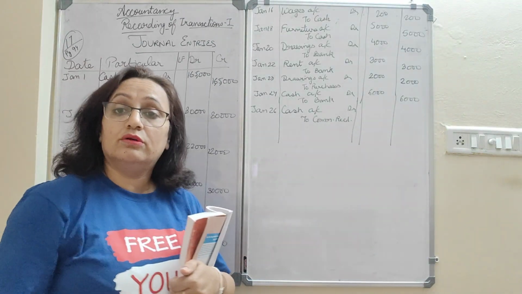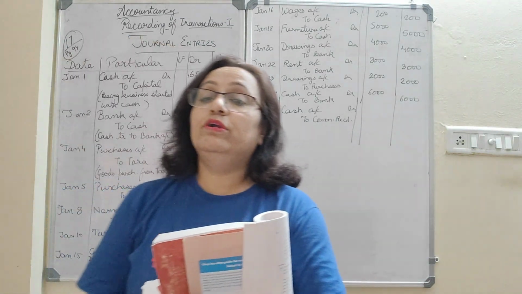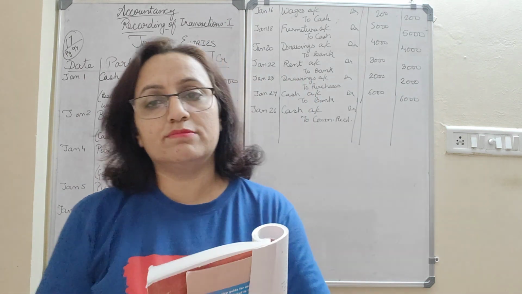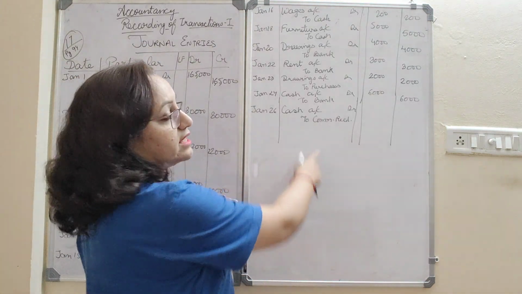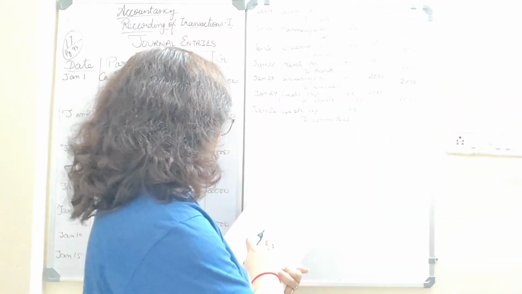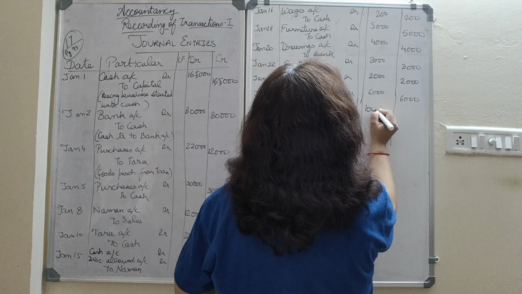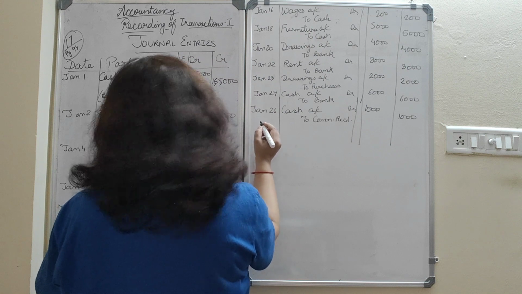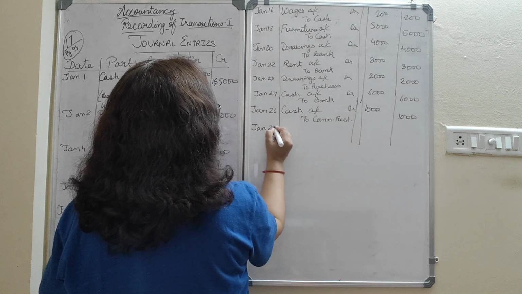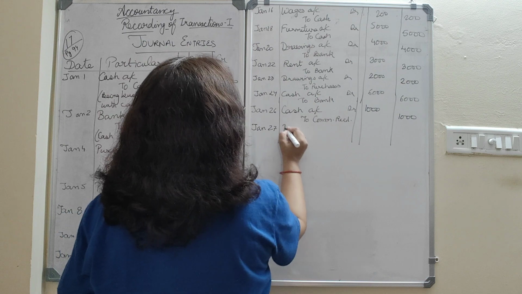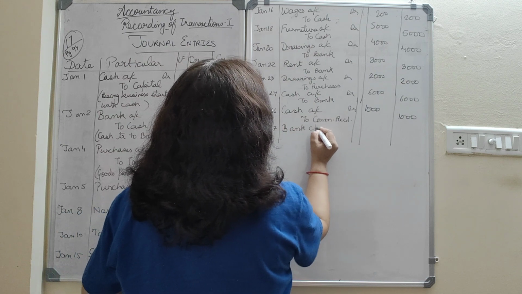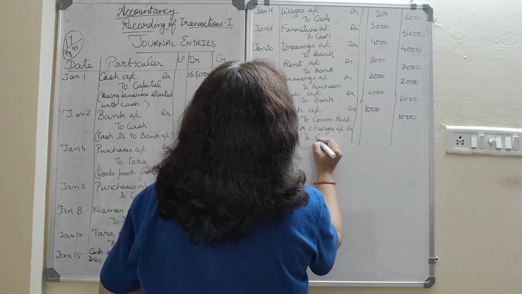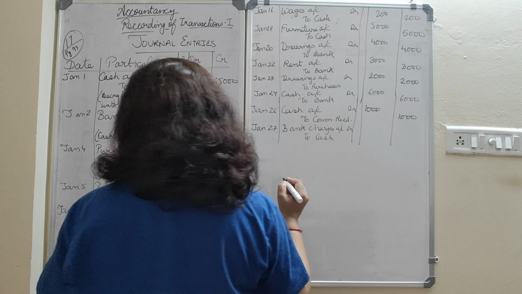You remember the golden rule? It says debit all expenses and losses, credit all incomes and gains. So commission received is considered as our income, right? So commission received is 1,000. Now next is January 27. It says bank charges. So bank charges is also my expense. Bank charges account debit to cash. So it is 200.